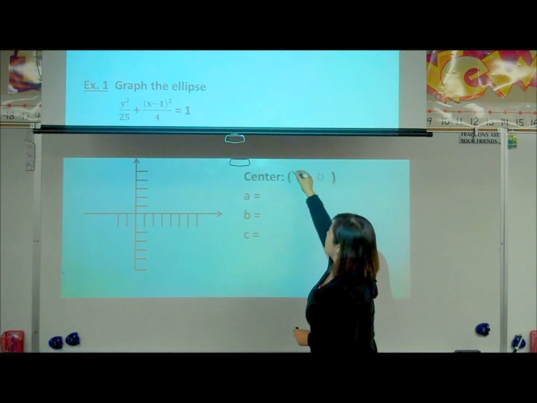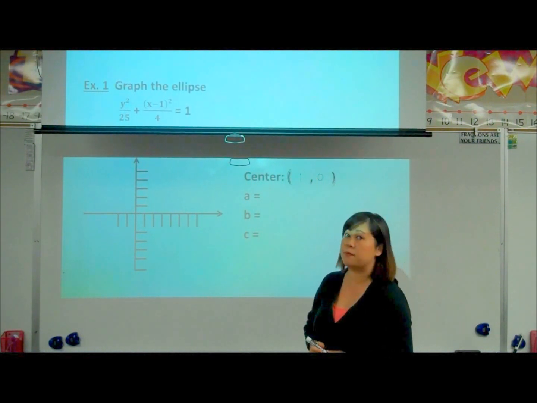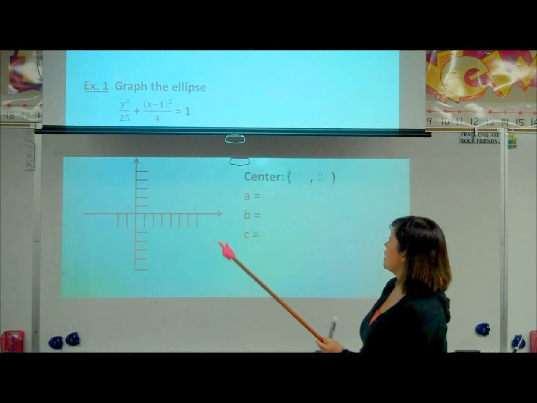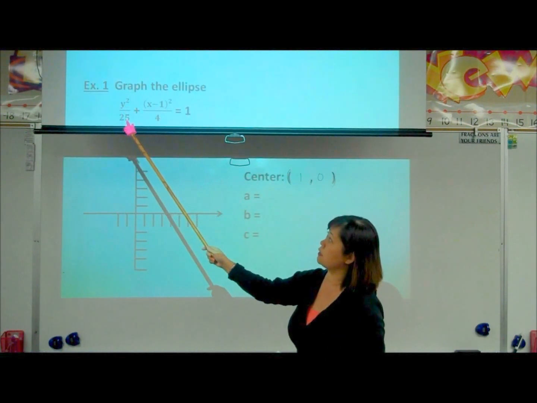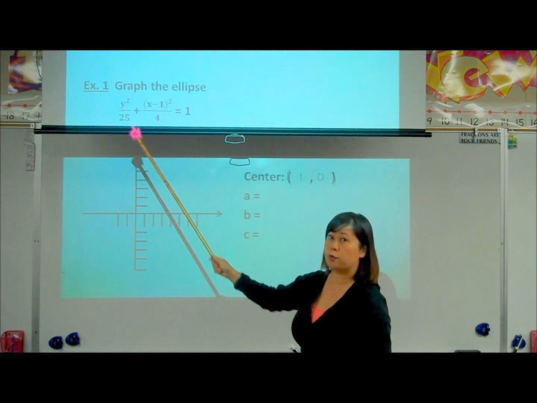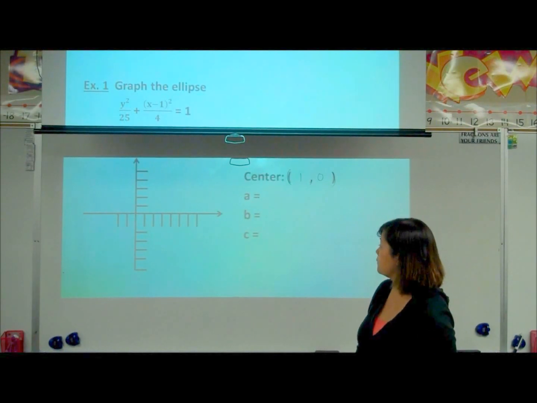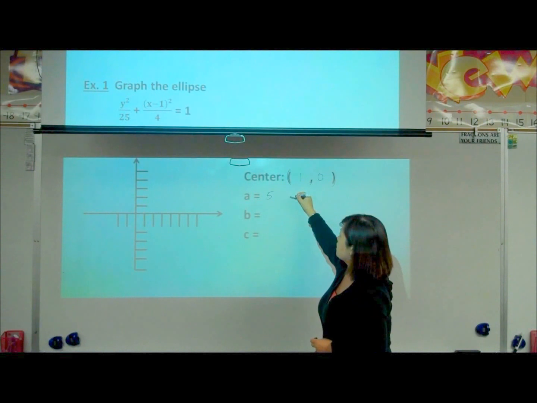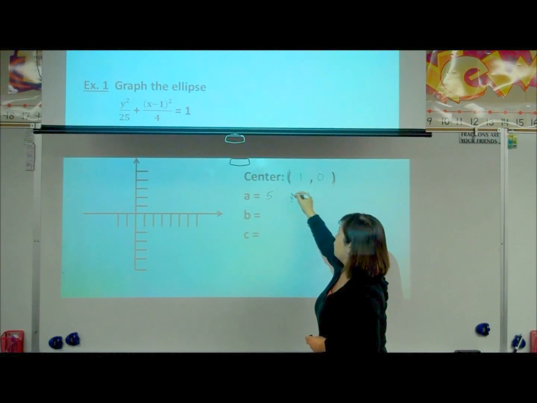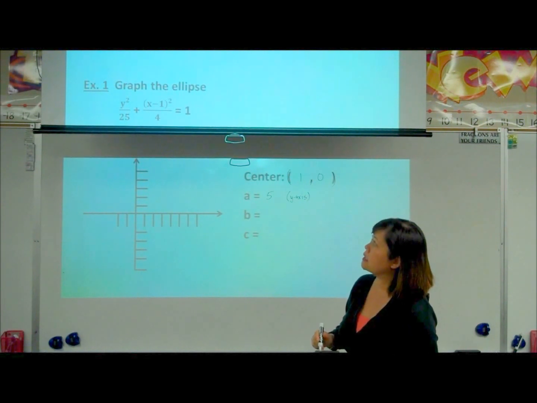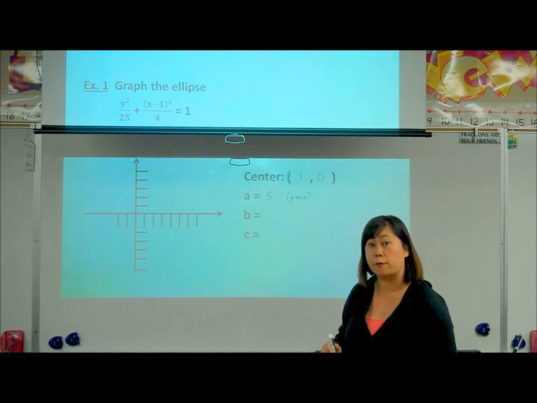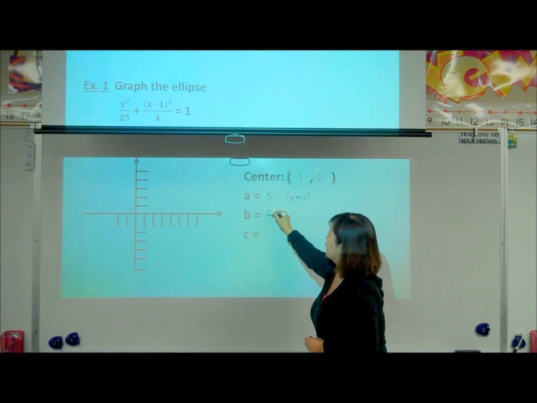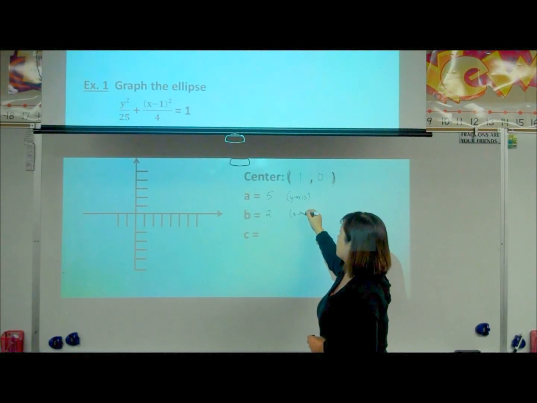And then for the a, a in this case is going to be the longest side. So in this case, the longest side is the y side. So the square root of 25 is going to be 5. So a is going to become 5. And that's going to be the y-axis. So I'm just going to put y-axis right here just to remind myself when I graph it. I'm going to graph it on the y-axis. And then the b is going to be the square root of 4. So the square root of 4 is 2. So 2 right here, and that's going to be on the x-axis right there.